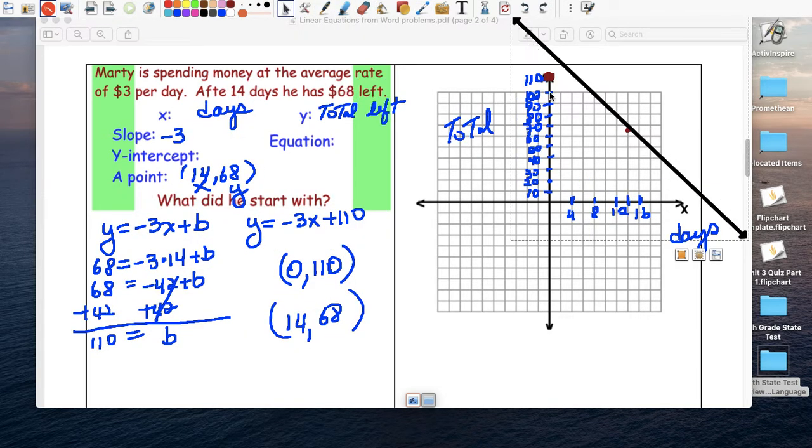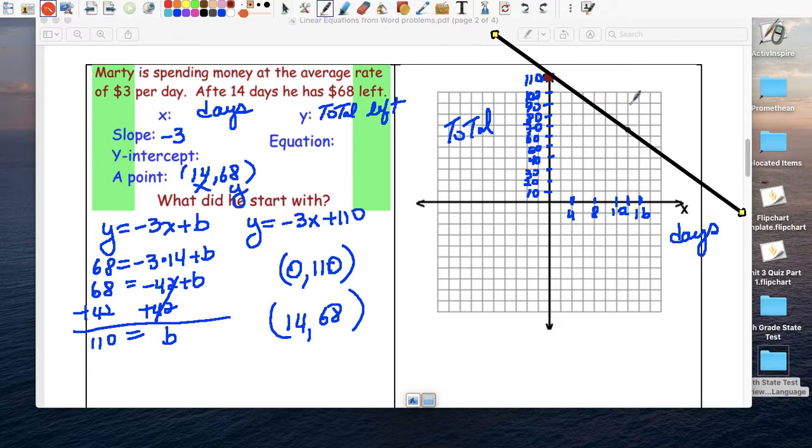Let me adjust that line. There you go, that's a little better. And this is my line, y equals negative 3x plus 110. So this is a nice little problem. And you can sort of figure out how much he has on day 8, for example. You can make a dot there for the 4th day. He has that much left, and so forth. Okay, that's about it.